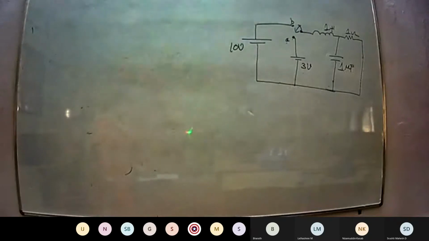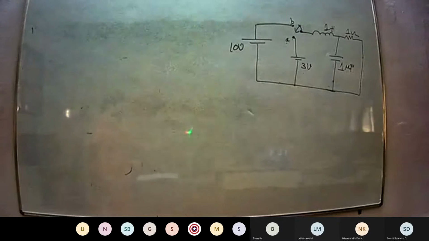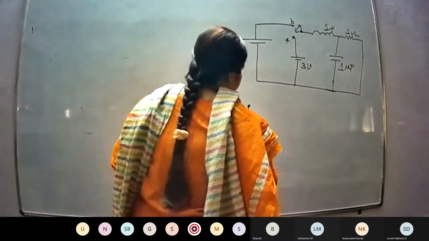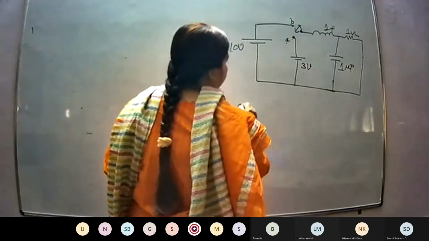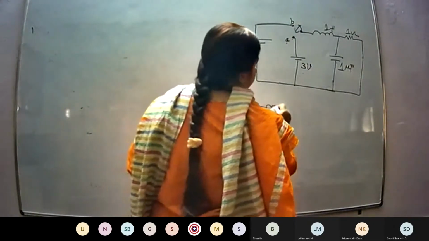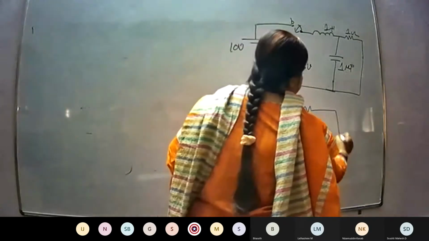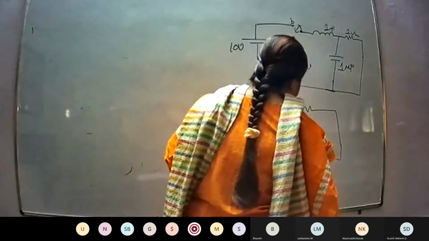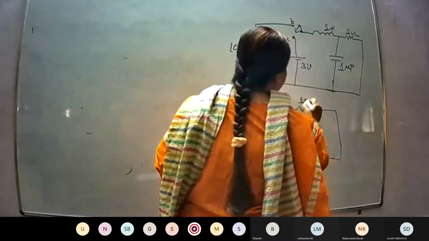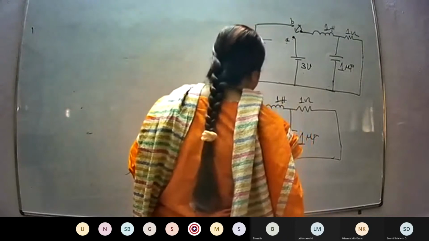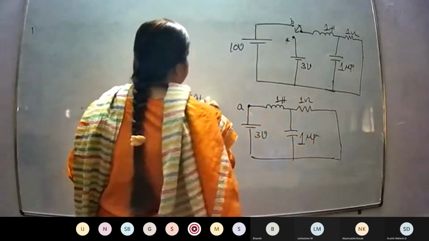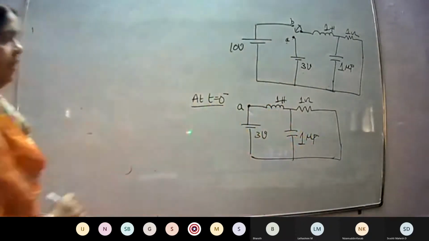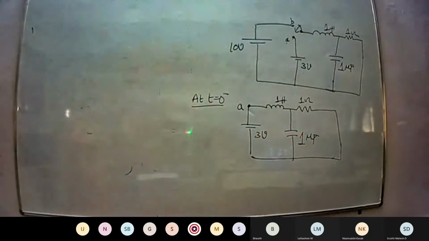So, at t is equal to 0 minus the switch is at position A. So that network will draw. So it is at position A. So we don't have 10 volts. We have one inductor, one resistor and the capacitor. It is 1 microfarad, 1 ohm, 1 Henry and 3 volts. This is when at t is equal to 0 minus the switch is at position A. That means it is connected to the source.